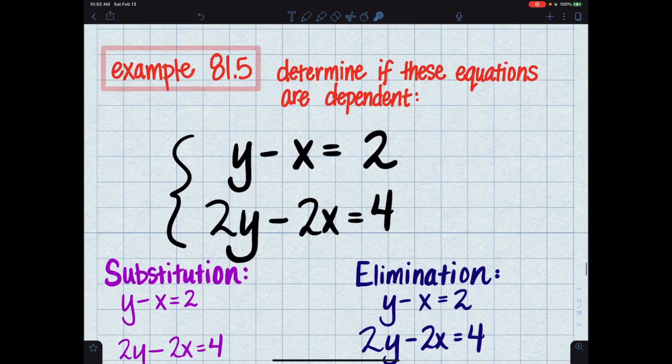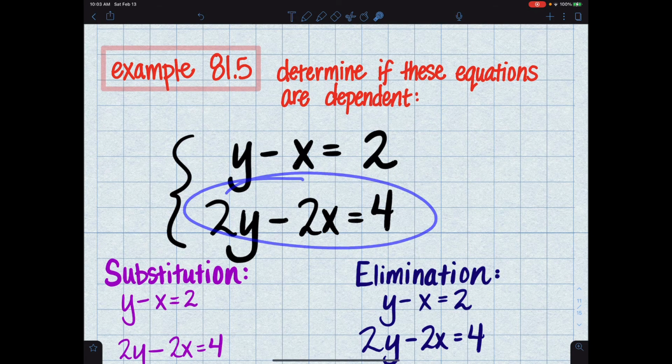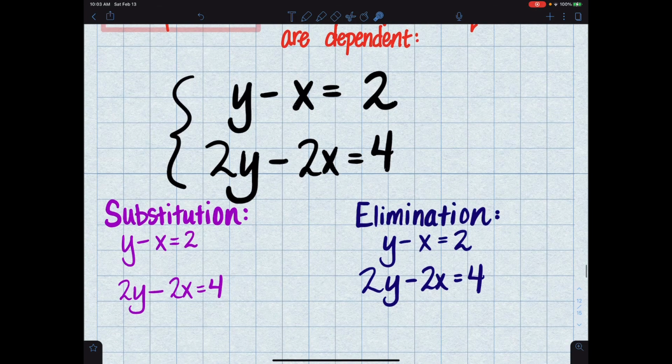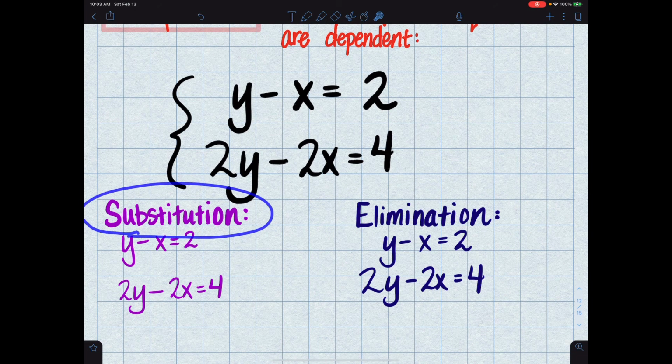So let's do example 81.5 to make sure that we understand this. Determine if these equations are dependent. Remember, they're so dependent on each other that they are basically overlapping lines. So we've got these equations, and these are the ones that we graphed earlier. So we already know that they're dependent, but let's prove it mathematically. The way that we prove it mathematically is we use either the substitution method or the elimination method. So let's start with the substitution method.